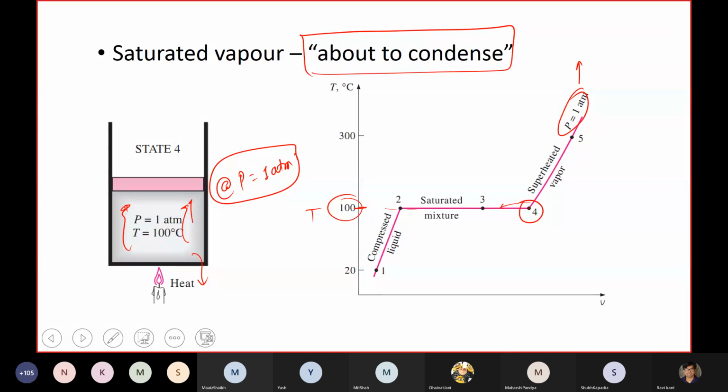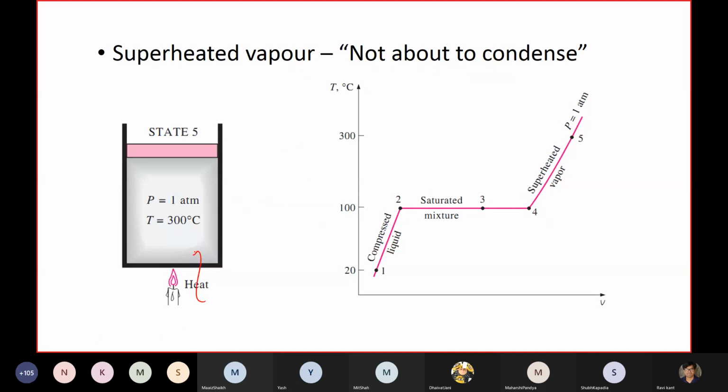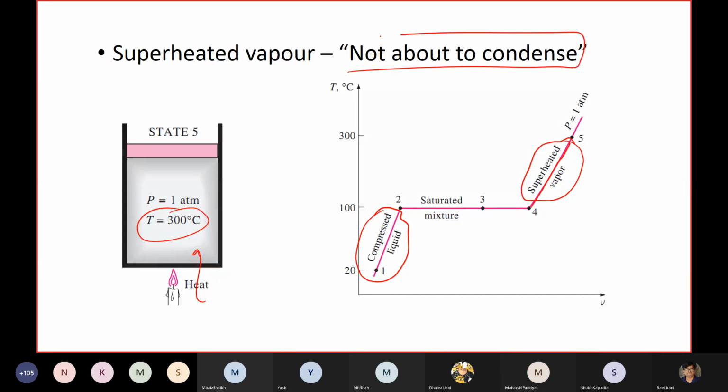Anyway, the next thing is, when we add more heat, what will happen? Now all of it is in vapor phase, but now it is going to gain temperature. Very much analogous to the compressed liquid phase, this phase is called superheated vapor, and this is called not about to condense. Anywhere it lies, here or here, it is called superheated vapor. Fine.